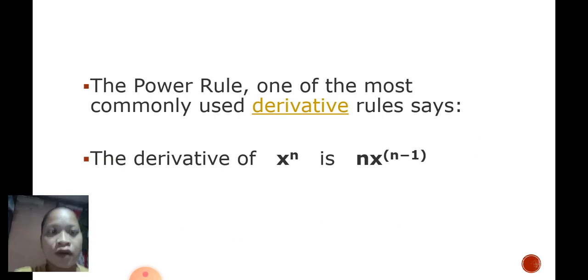The power rule is one of the most commonly used derivative rules. The derivative of x to the power of n is nx to the power of n minus 1.